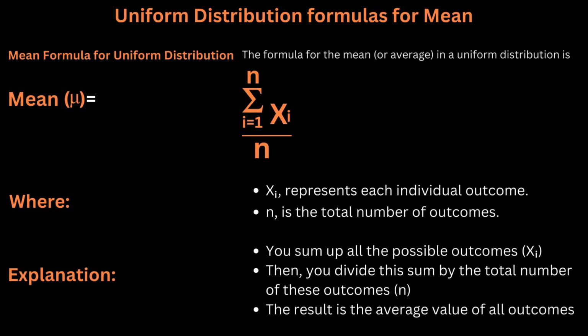Now, let's see the formula for mean and variance on the screen. The formula for mean or average in a uniform distribution is mean mu equal to summation of xi, i equal to 1 to n, divided by n, where xi represents each individual outcome and n is the total number of outcomes. You sum up all the possible outcomes xi, then you divide this sum by the total number of outcomes. The result is the average value of outcomes.